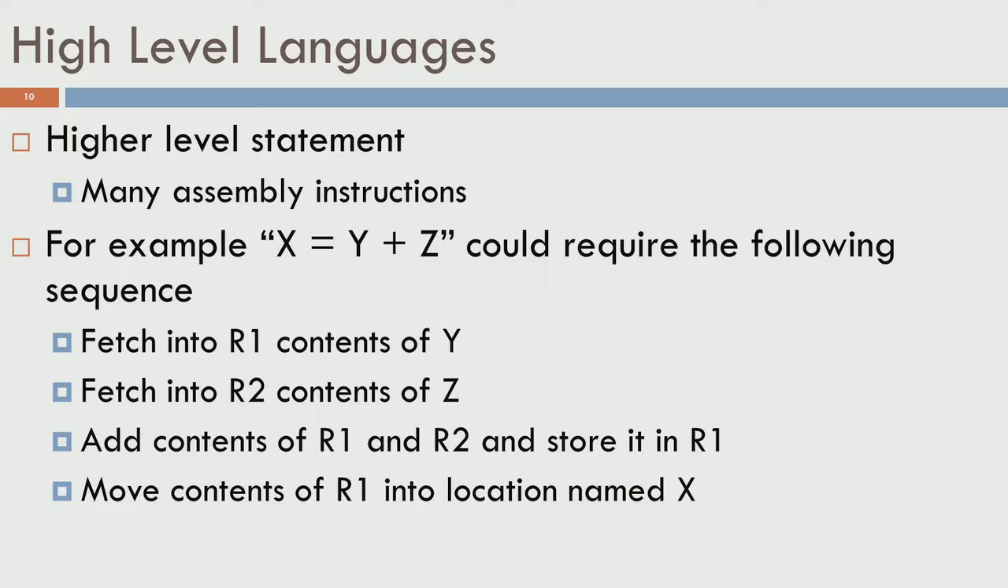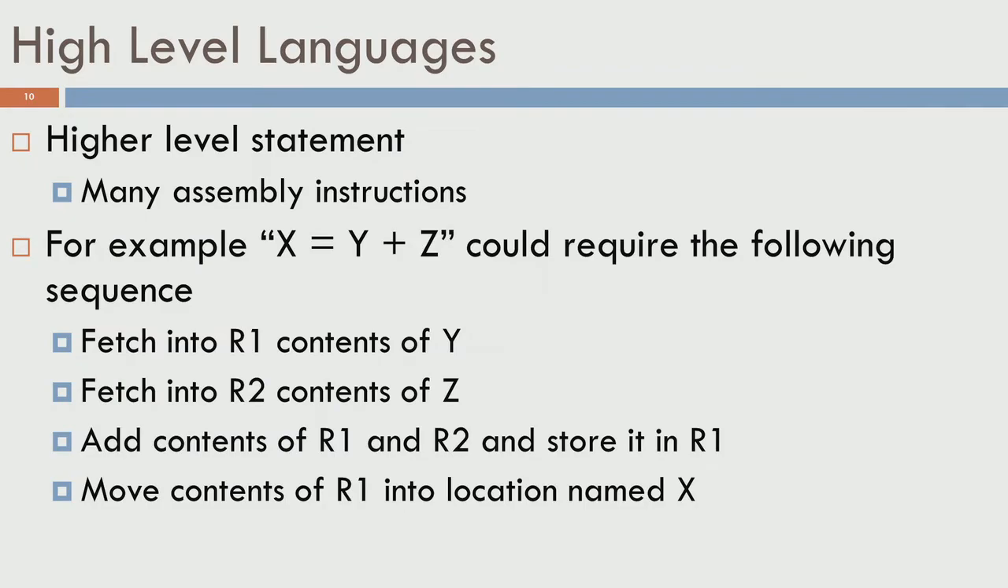You may have to fetch y from the memory and store it in an internal memory location or a register called R1. You fetch z also from the memory and store it in another register called R2, and the ALU would then add R1 and R2 and store the result back in R1 itself, and it may require a move from R1 to the memory location named x. So, a single operation x equals y plus z has resulted in 4 smaller operations, and these operations could be written in assembly language if you would like to.